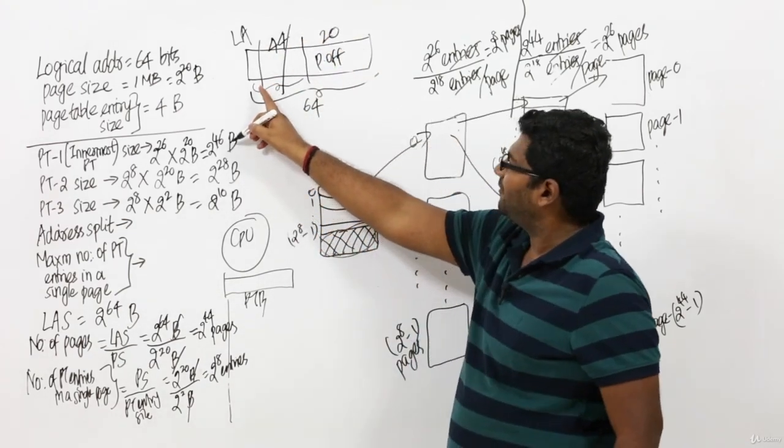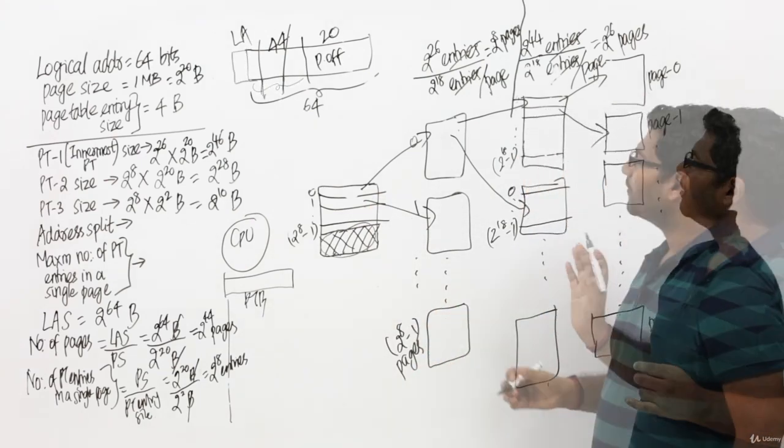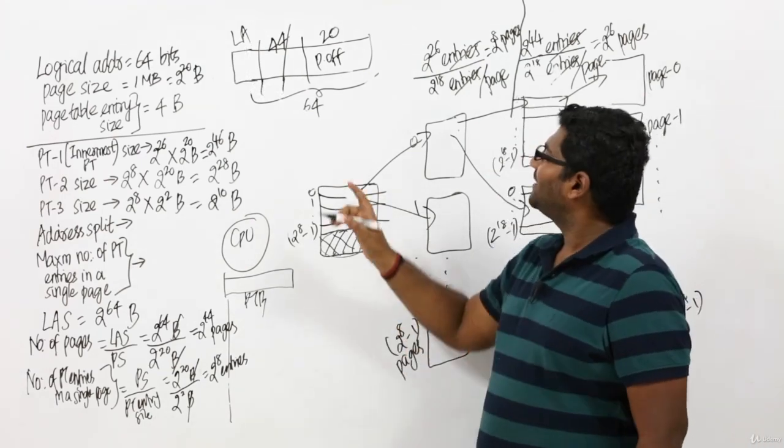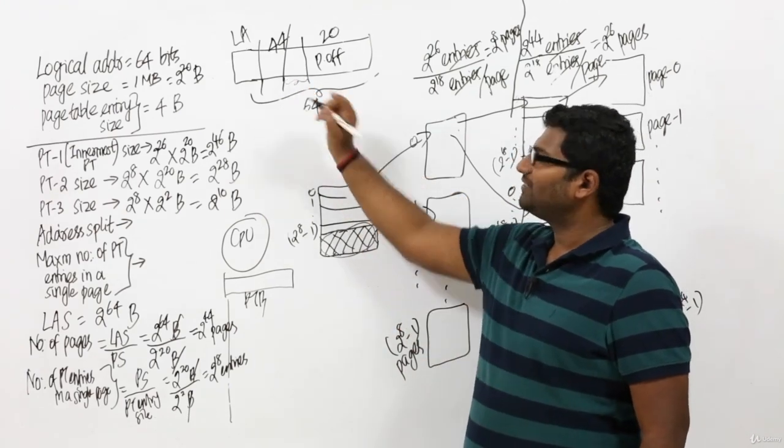This page table will definitely be split into 3 regions. Now what is the size of it? We will see that now. My question is, what is the size of this region? What is the size of this region?